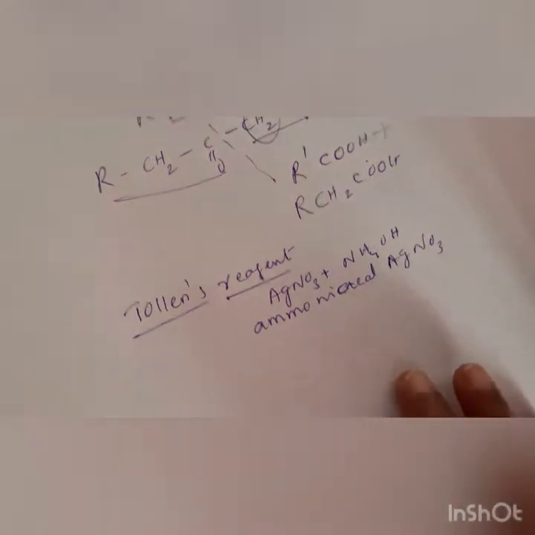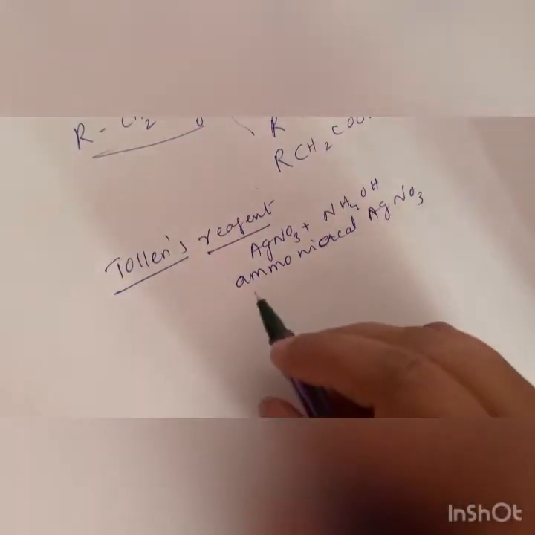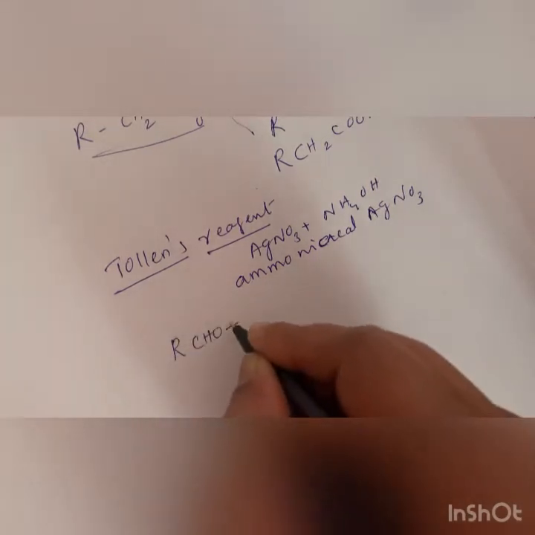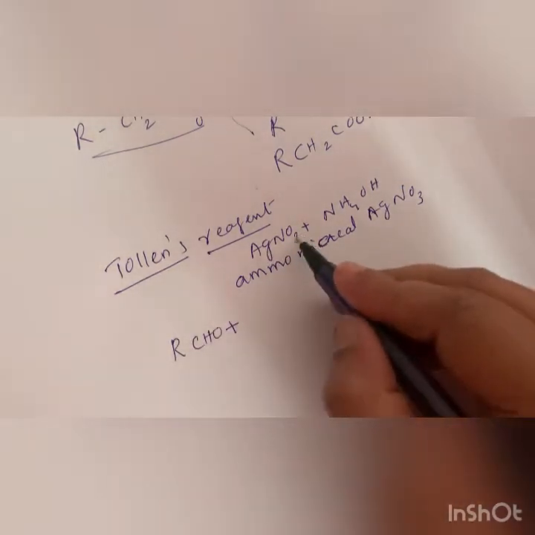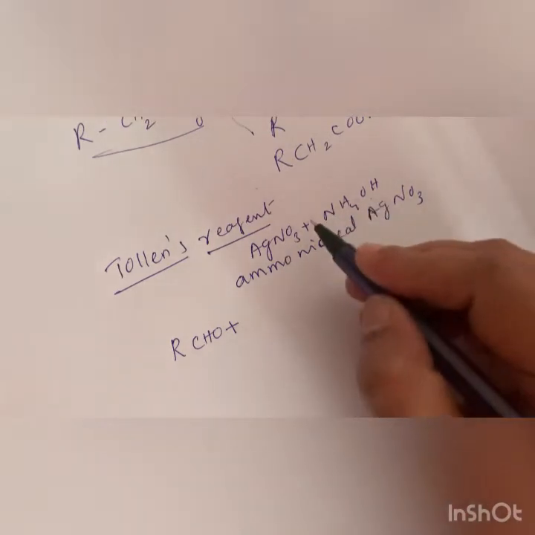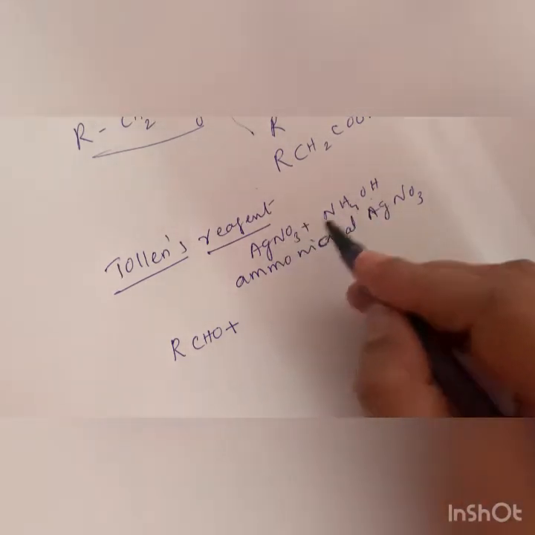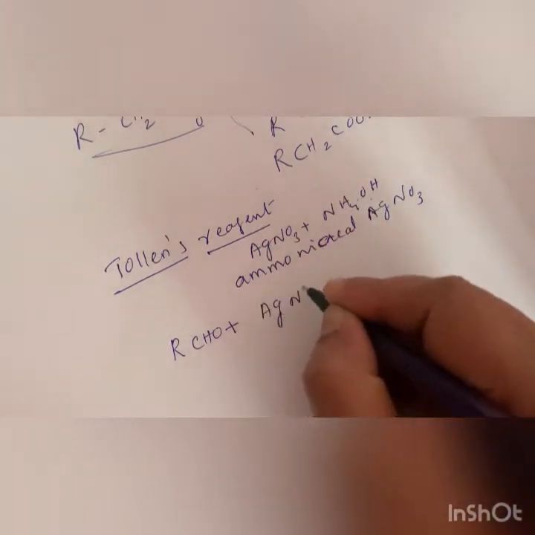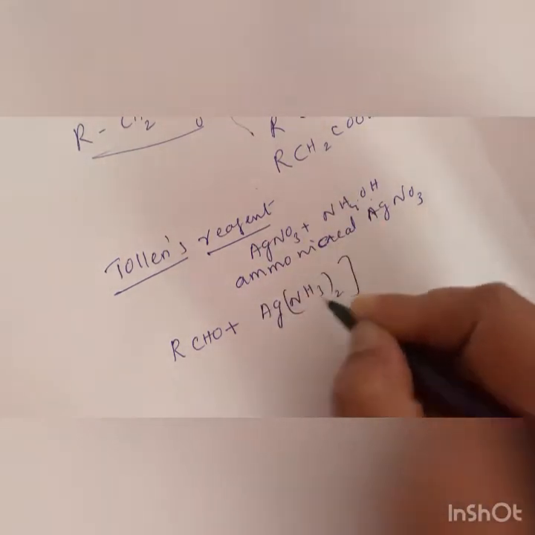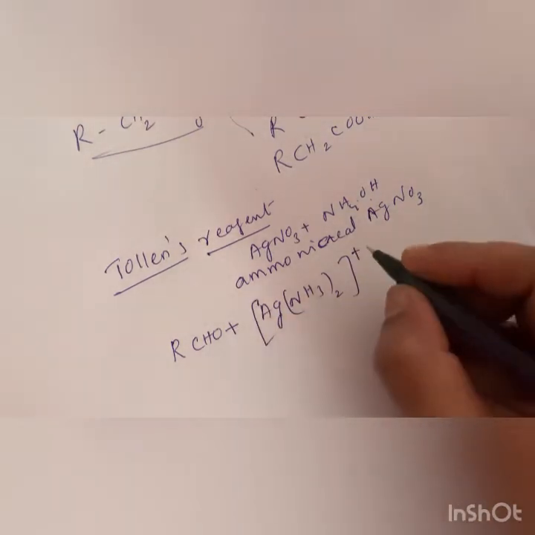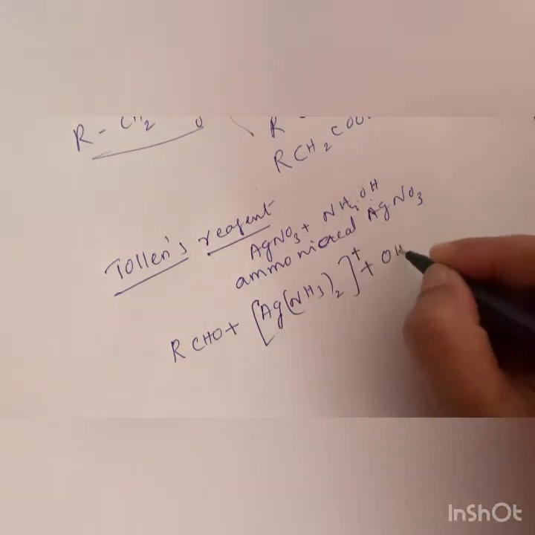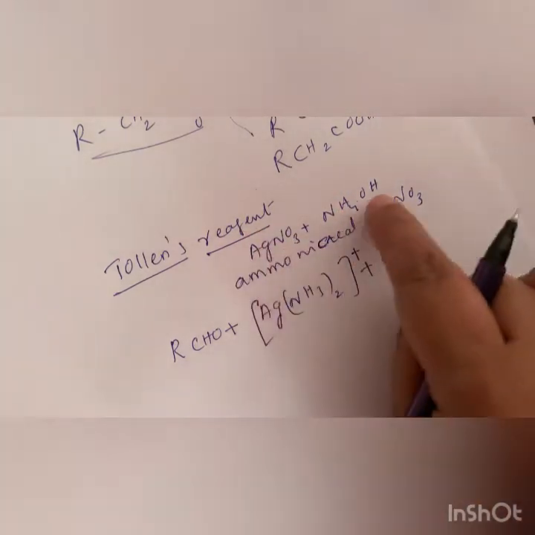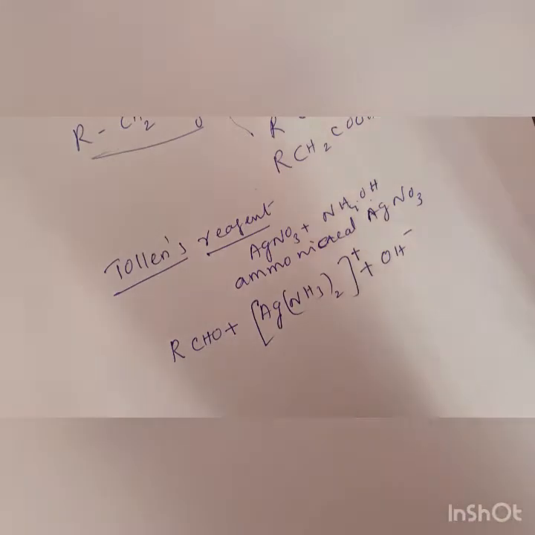We'll see how the reaction happens, and I'll write the reaction now. RCHO, this is our aldehyde, plus AgNO3 and NH4OH. When we mix these two reagents, we get one complex, [Ag(NH3)2]+, and OH minus. The OH minus comes from NH4OH. So when you mix these two reagents, this complex and OH minus form.